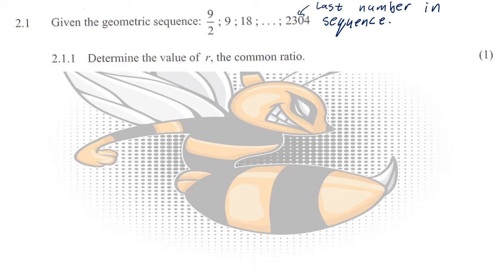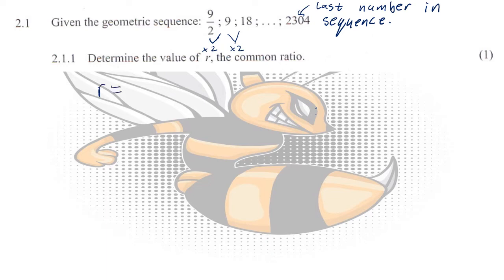Now, when it comes to a geometric sequence, we know that all the different terms are just some multiple of one another. Meaning, to get from 9/2 to 9, we needed to multiply with 2. Then to get from 9 to 18, we need to multiply with 2 again. So the constant ratio in this case would have been 2.